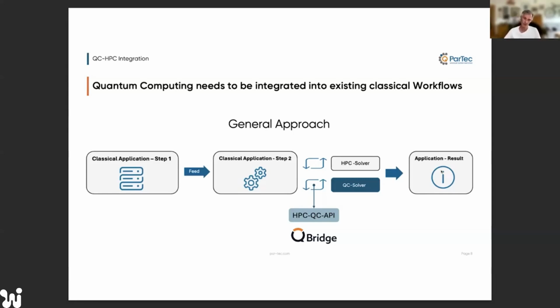Now we want to build this kind of quantum solver, and we need this kind of API, which is bridging between the HPC system and the quantum computer, as I said before. There is one solution from Partec and Quantum Machines, the quantum electronics provider from Israel, which is called QBridge. But there are other things in place in the meantime to do this kind of bridging.